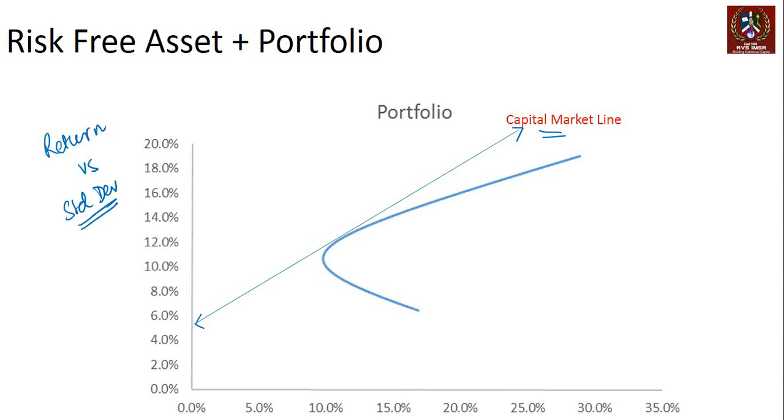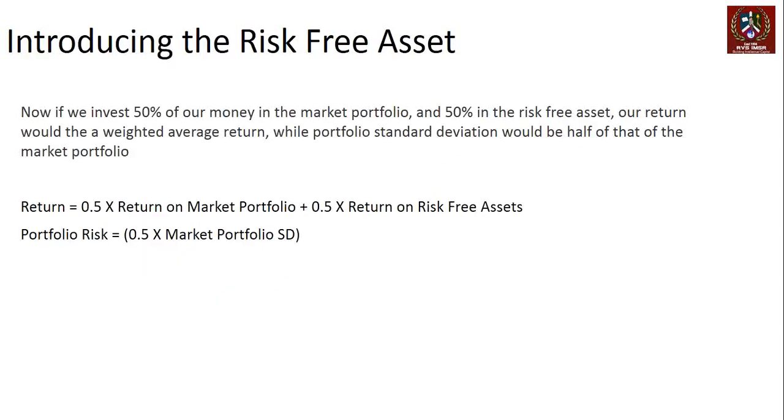Now when you look at this line in detail, let's take a couple of cases. Let's assume that we invest 50% of our money in the market portfolio and 50% in the risk-free asset. The return would be a weighted average return. So 0.5 into return on the market portfolio, let's say 12%, and 0.5 into risk-free assets, which is 5%. So we get an average of these two, which is going to be 8.5%.